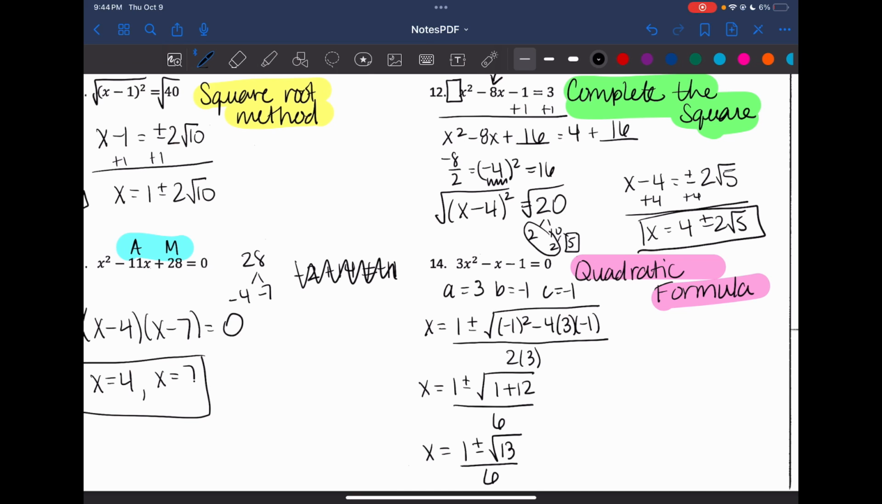Now, all I have to do is check, can I reduce any numbers in front? No reduction, so that's my final answer.